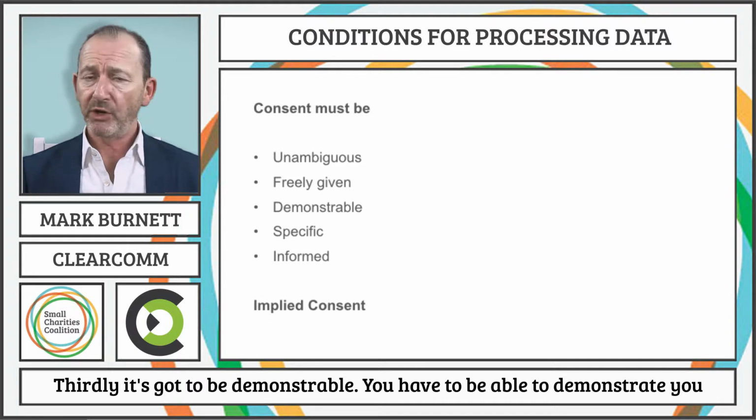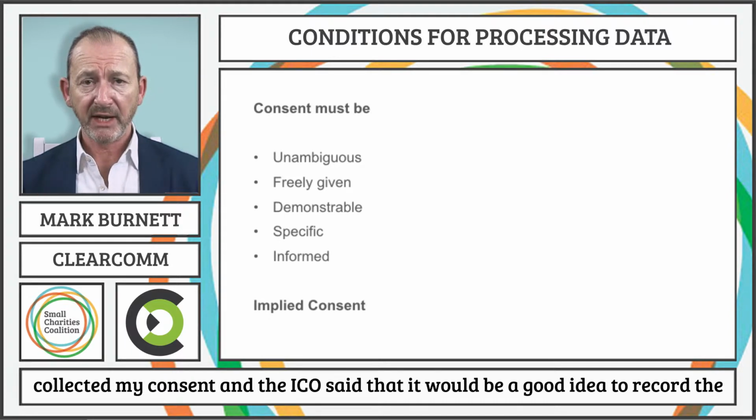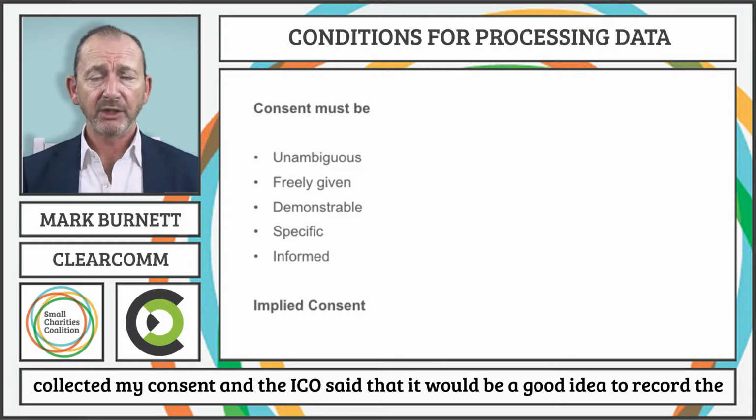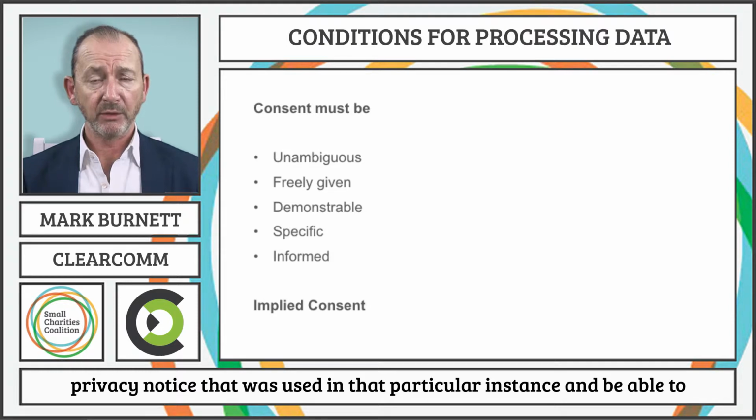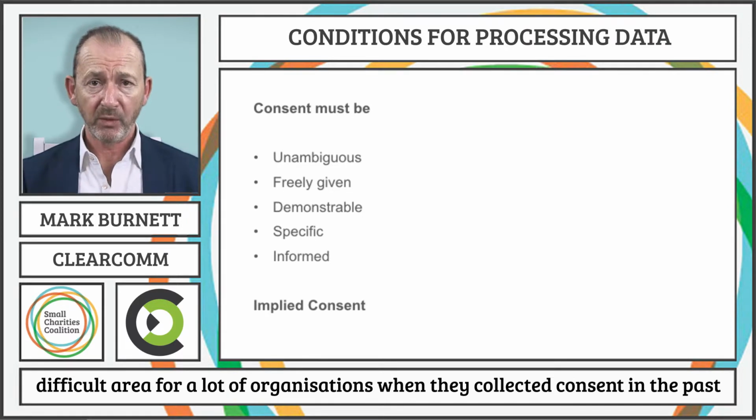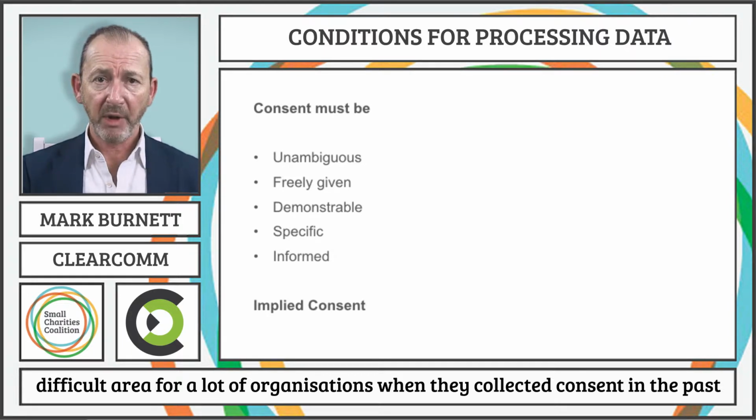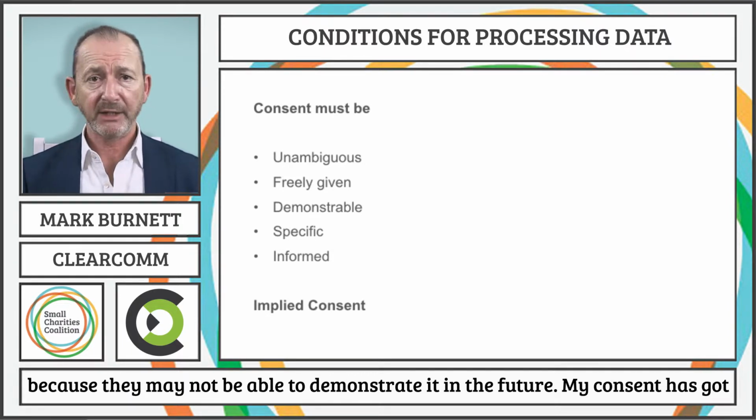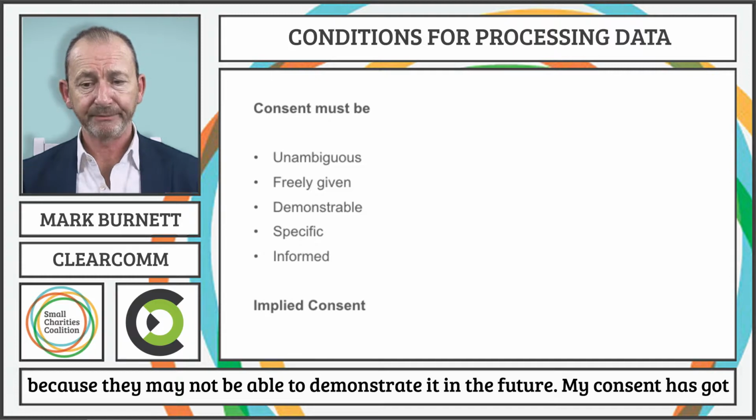Thirdly, it's got to be demonstrable. You've got to be able to demonstrate you collected my consent. And the ICO have said that it would be a good idea to record the privacy notice that was used in that particular instance and be able to demonstrate when I actually consented. So this is going to be, again, a very difficult area for a lot of organisations when they've collected consent in the past because they may not be able to demonstrate it in the future.